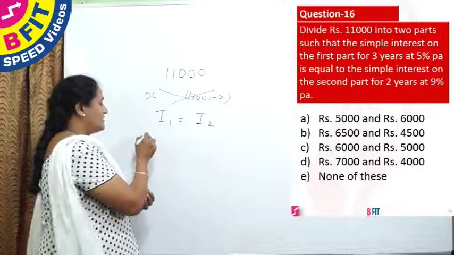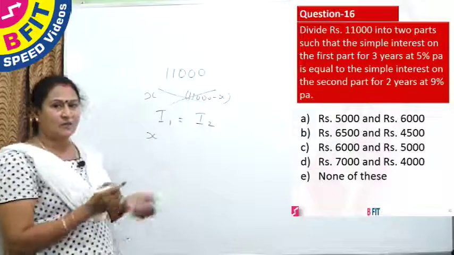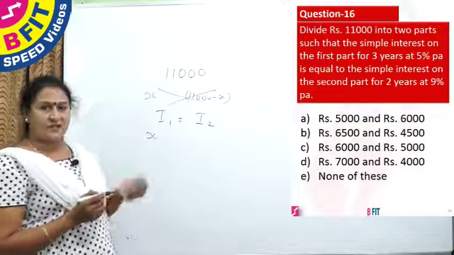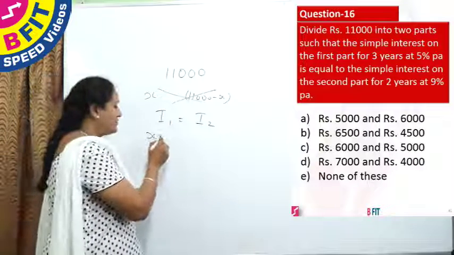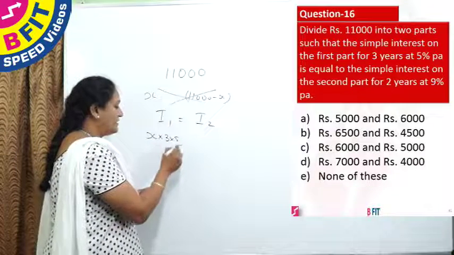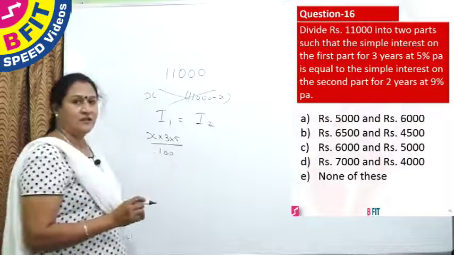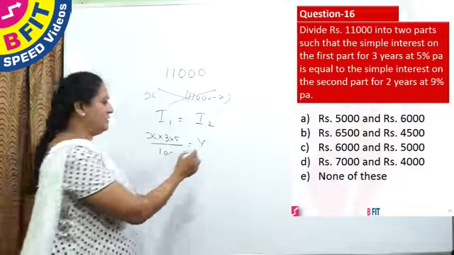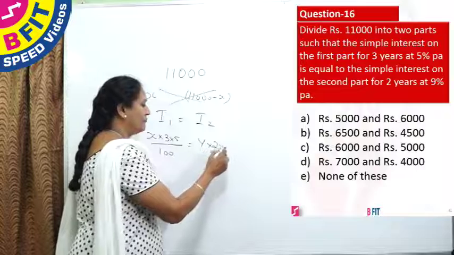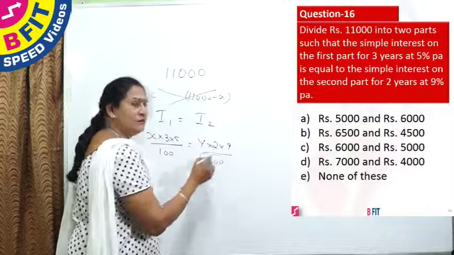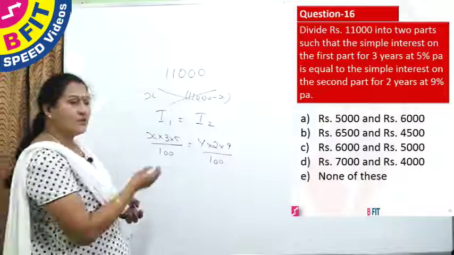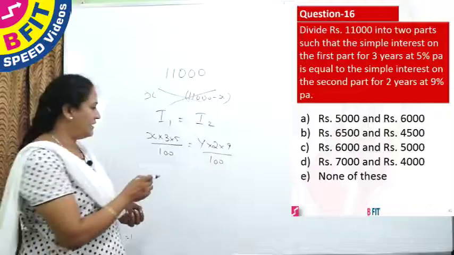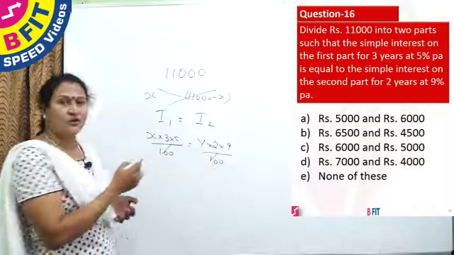So if X is the investment, what will be the simple interest? P is X value, N is 3 years, rate 5 by 100. And here if it is Y, the investment for 2 years at 9%, 9 by 100. So as the interests are equal, I have equated them, and I'll get the ratio of these investments.